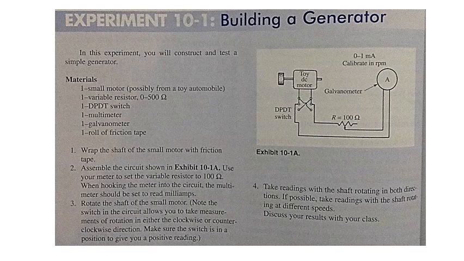Step 1 is to wrap the shaft of the small motor with friction tape. Step 2 is to assemble the circuit shown in Exhibit 10-1A. Use your meter to set the variable resistor to 100 ohms. When hooking the meter to the circuit, the multimeter should be set to read milliamps. Rotate the shaft on the small motor. Note the switch in the circuit allows you to take measurements of rotating in either the clockwise or counterclockwise direction. Make sure the switch is in a position to give you a positive reading.